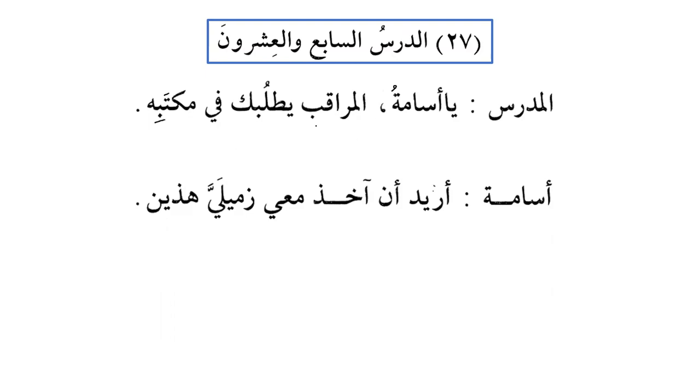So this is easier. I'm sure al-muraqibu, as we can see, because it's a nominal sentence, is the subject. And yatlubuka is the predicate, and fi maktabihi is jar majroor. So the teacher says, O Osama, the teacher wants to see you in his office. So here we have maktabihi. Here it is, the attached pronoun, as we can see. It is mudaf ilayh. Maktab is mudaf wa majroor, and hi is mudaf ilayh. So we can see that it is used here as mudaf ilayh.